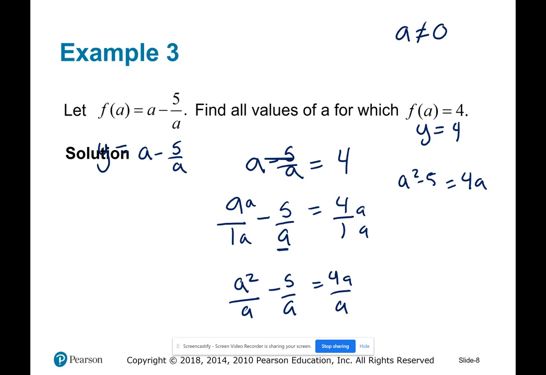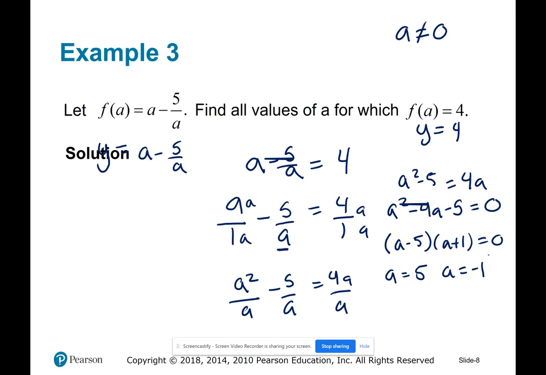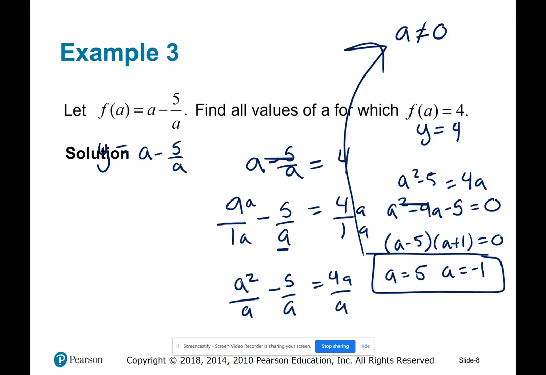Okay, if you ever have a top where you have a squared or a cubed or anything, a to any power, you're going to need to factor. So I'm going to move everything to one side. Okay, and it factors, and you can do whatever steps, you can recognize it however you know how to factor, that's fine. But this factors into a minus 5, a plus 1, and you get a equals 5 because you set that equal to 0, and a equals negative 1. And both those answers work because they're not the restriction that you had above.